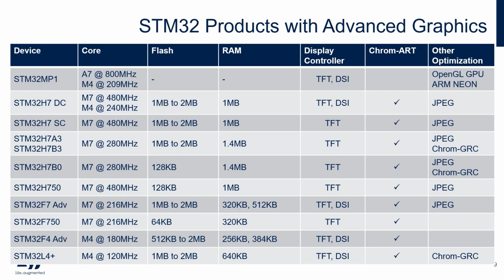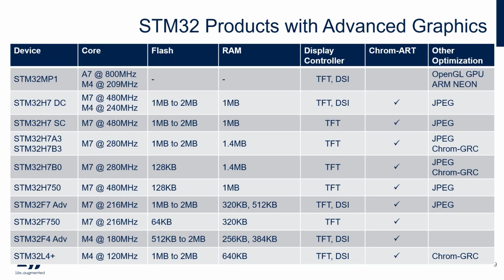As I mentioned before, we have the hardware JPEG codec for running video playback. And last but not least, we have Chrom-GRC, and this is an IP allowing you to save some RAM if you use round displays. So instead of writing the corners in the frame buffer, which are not visible to the users, we're not doing this, so you save around 10, 15, 20% of RAM. And sometimes this can be helpful if you need to fit in internal RAM or if you have a limited space of external RAM.